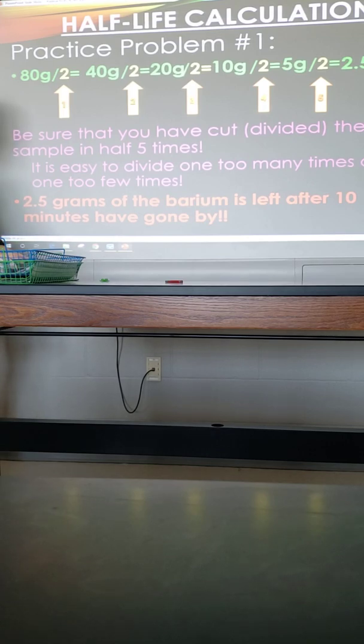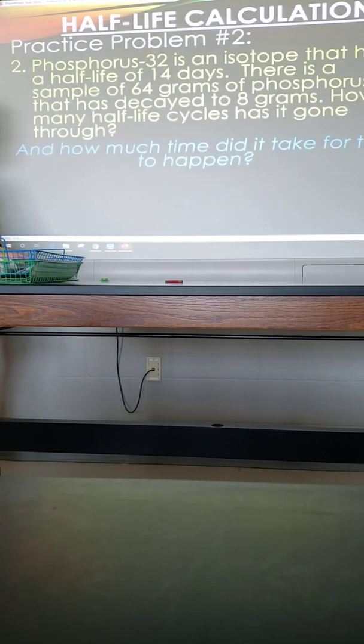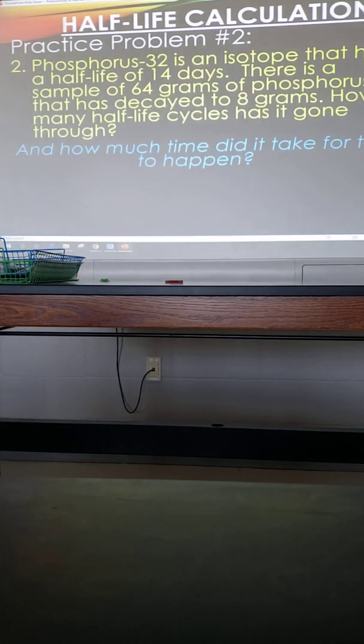The other way that you could approach this is if you're given another type of question. So this one is example number 2. It says phosphorus 32 is an isotope that has a half-life of 14 days. There is a sample of 64 grams of phosphorus that has decayed to 8 grams. How many half-life cycles has it gone through? All right, so second part is, and how much time did it take for this to happen?